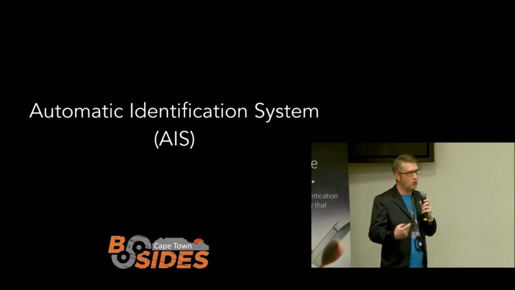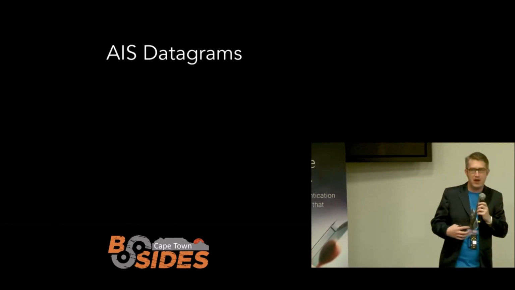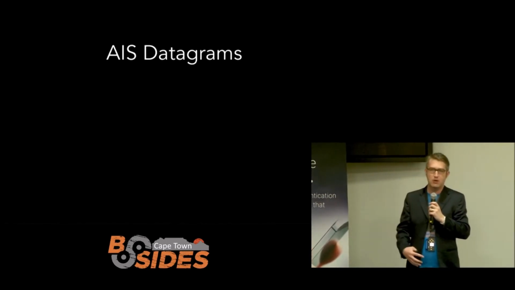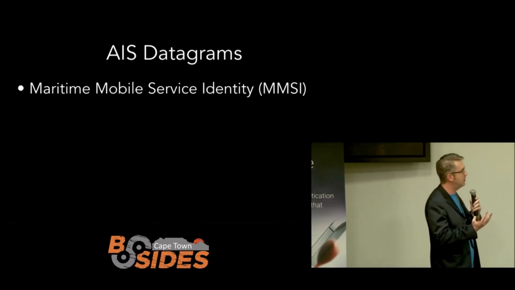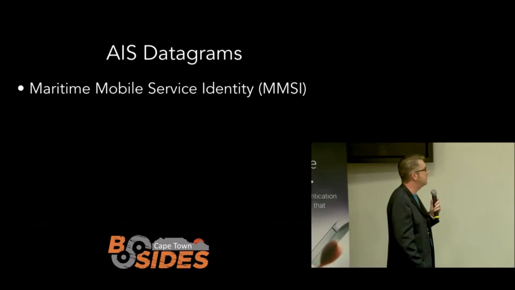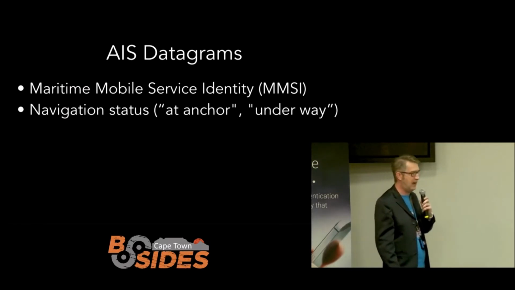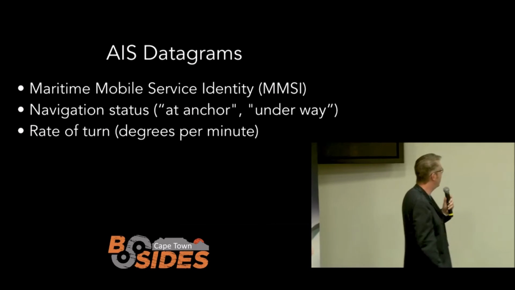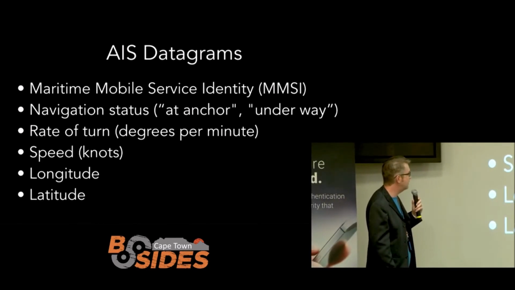Anyway, they use a system called AIS, Automatic Identification System. And because I'm a software guy, I like to think of them as datagrams. Don't call them datagrams. I just like doing that. But yes, you get this MMSI, Maritime Mobile Service Identity Number. You get a navigation status with cool words like at anchor and underway, a rate of turn, so which way the ship's pointed, I suppose, speed in knots, and then latitude and longitude.